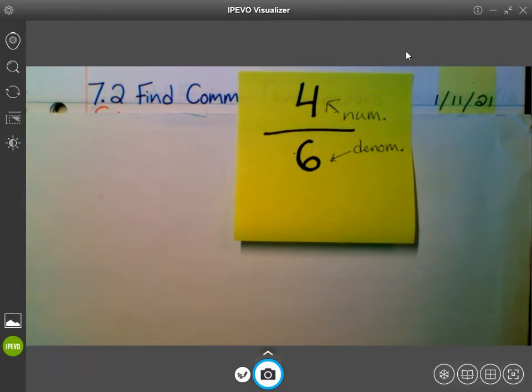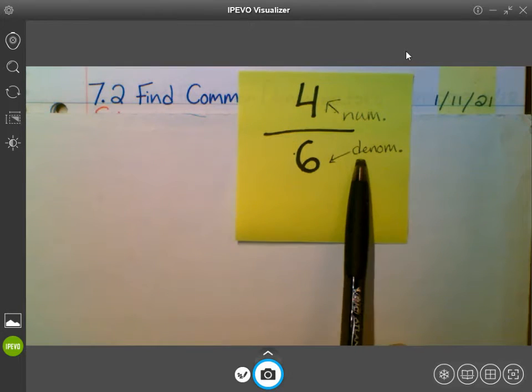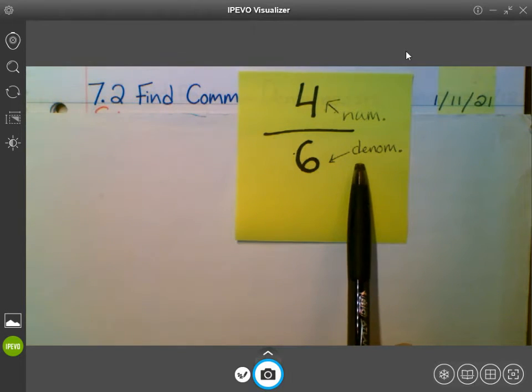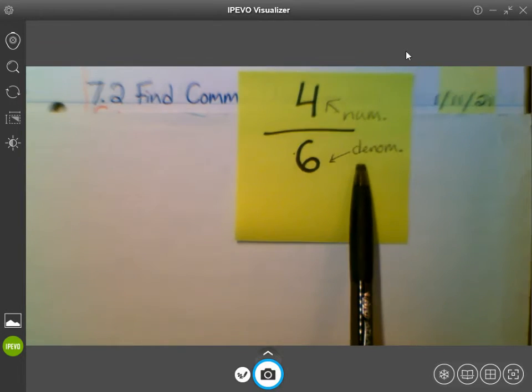5th grade, how can you easily remember that the bottom one is the denominator? Does anyone have a trick for remembering? Michael? D is for down. Yes. Denominator, it starts with a D. That's also what down starts with. So denominator, down. It is the number on the bottom.